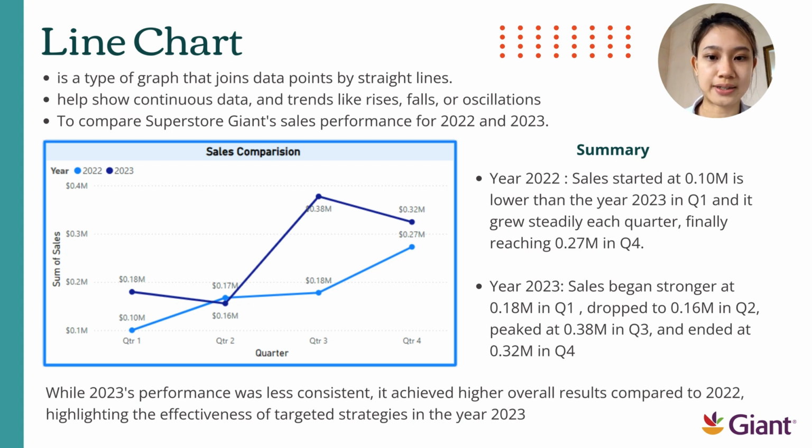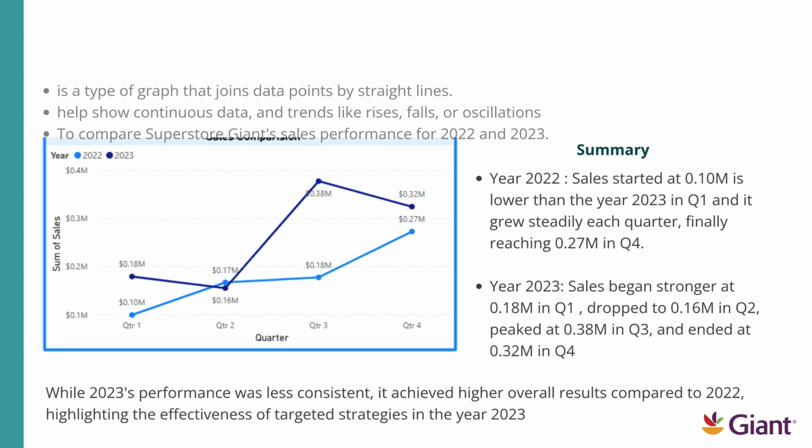The 2023 is the dark blue line. The sales begin stronger at 0.18 million in quarter 1 due to the targeted promotions. It dropped to 0.16 million in quarter 2, peaked at 0.38 million in quarter 3 due to seasonal trends such as holidays or special events, and ends at 0.32 million in quarter 4, showing fluctuations due to inventory challenges. This indicates that while 2023's performance was less consistent, it achieved higher overall results compared to 2022, highlighting the effectiveness of targeting strategies in the year 2023.